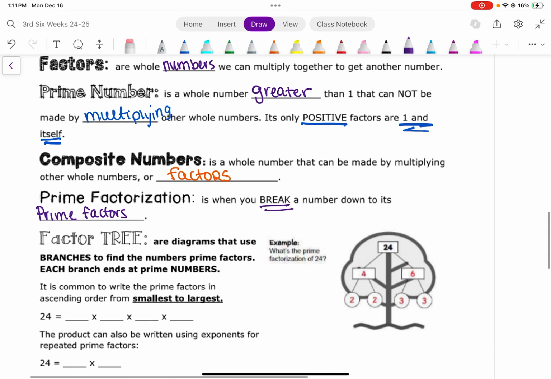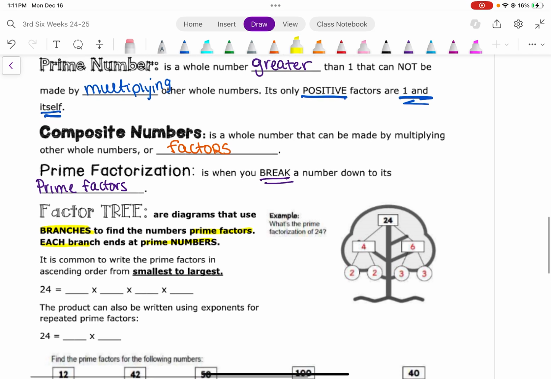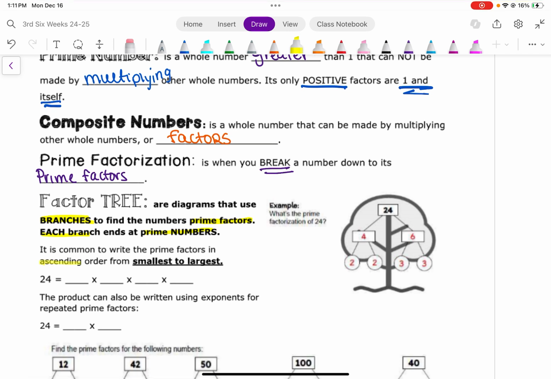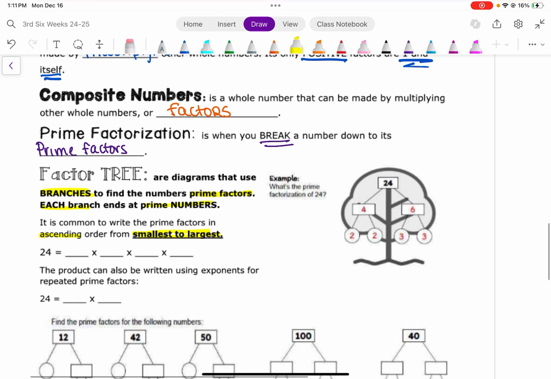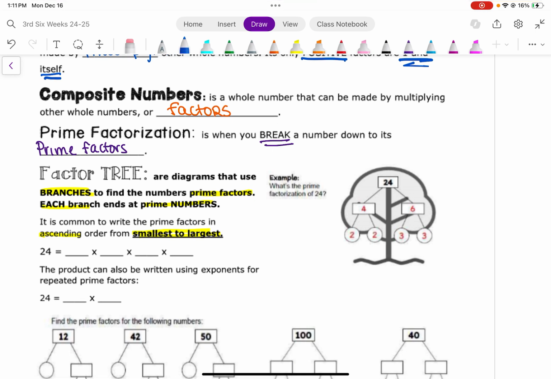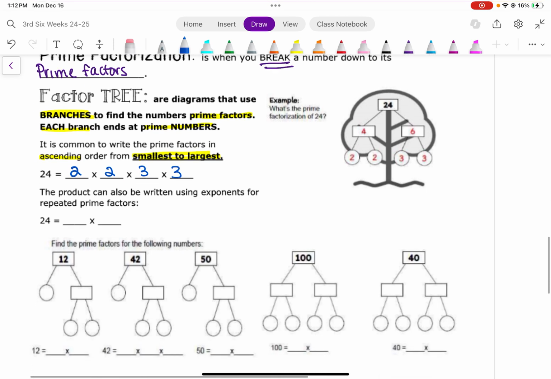And that's why we use a factor tree, because those are diagrams with branches used to find the prime factors. Each branch ends at prime numbers. It is common to write the prime factors in ascending order from smallest to largest. So if I look over here, I have 24, I have 4 and 6, but then I have 2, 2, 3, and 3, which means I could write 2, 2, 3, and 3 in expanded form, and then it could also be used as exponents, which would be 2 squared times 3 squared.